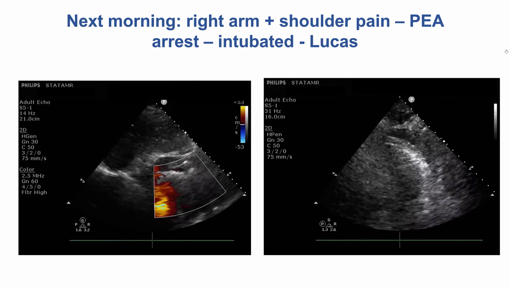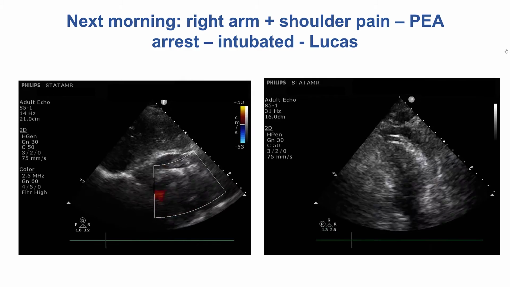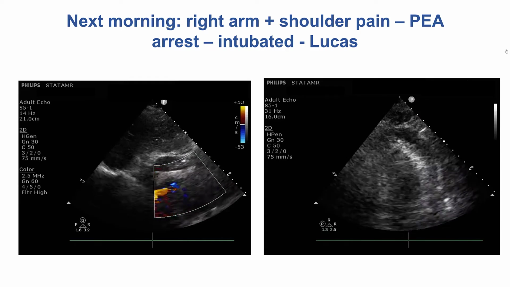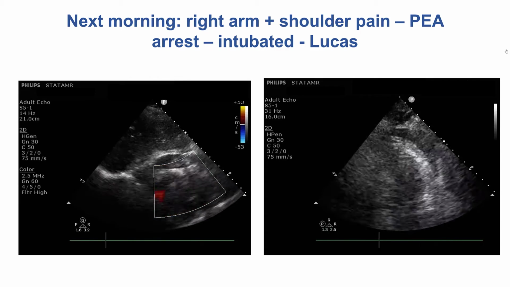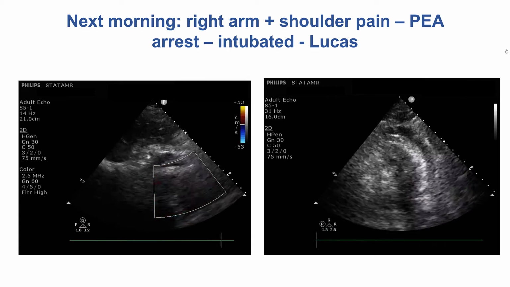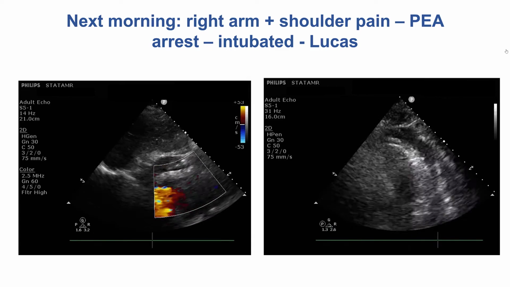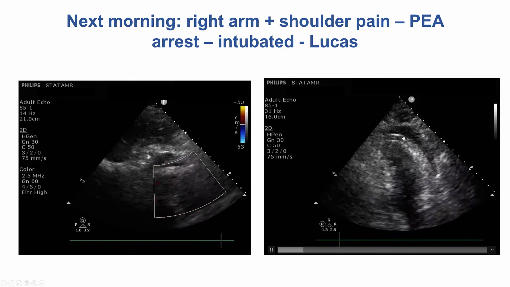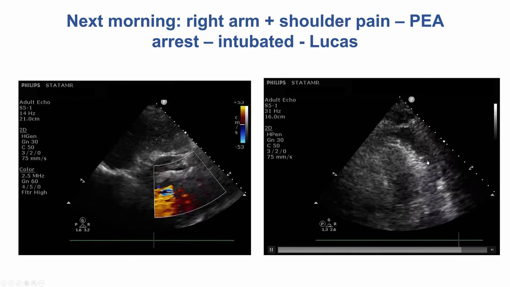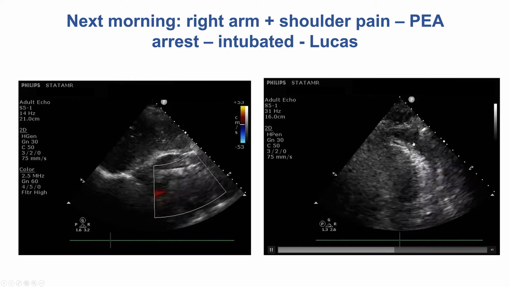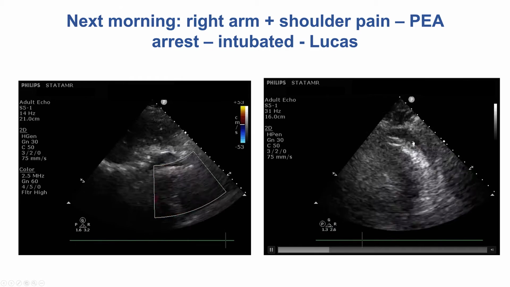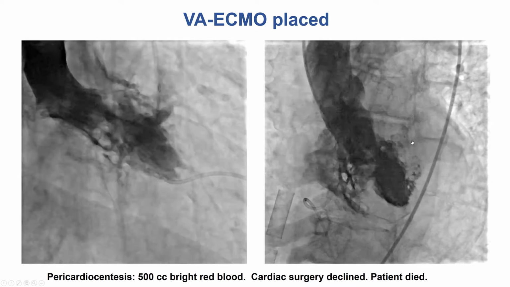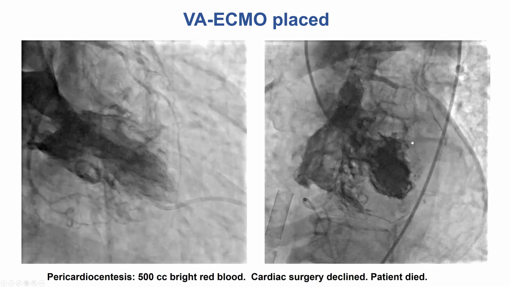However, the following day she had sudden onset of right arm and right shoulder pain, and then she went into PEA arrest, requiring emergent intubation and cardiac compressions with the Lucas device. At that time, an emergency echo was done at bedside, demonstrating a new pericardial effusion, which obviously is worrisome for left ventricular rupture. The patient, under ongoing compression with Lucas, was transferred to the cath lab and placed on ECMO.